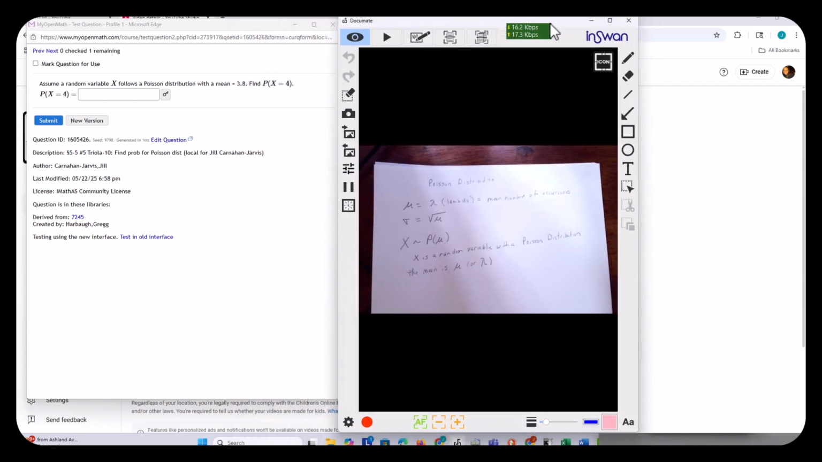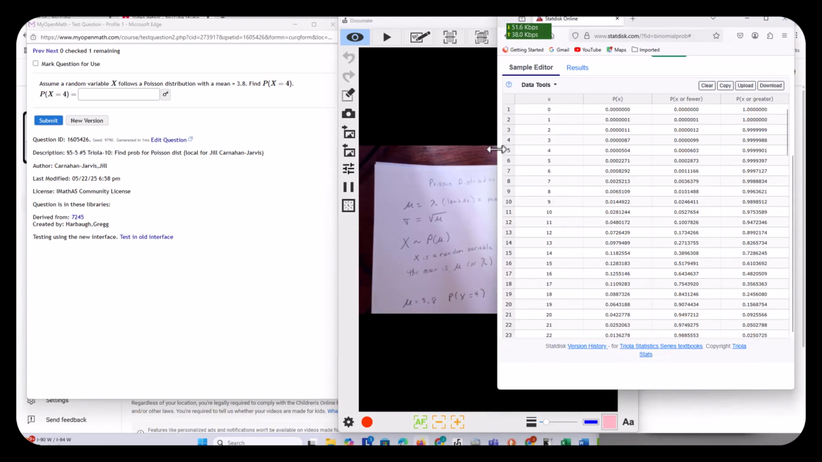Okay. So, Poisson, we know mu is 3.8. Again, it tells me nothing about the problem. I don't know what it's asking. We're just going to do something very basic. You want to find the probability that x is equal to 4. Alright, so let's pull up StatDist.